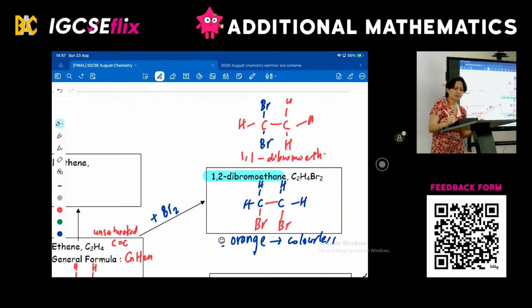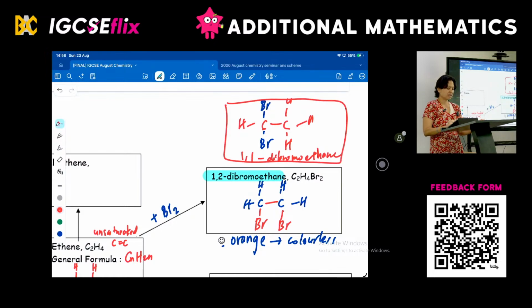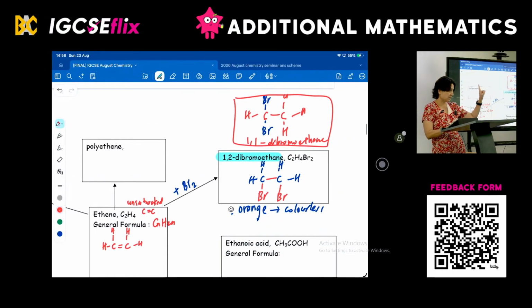Okay, very important question. Can 1,1-dibromoethane be formed from ethene? I got ethene. I add bromine water. Become 1,2. Do you know why is it 1,2? Because on the first carbon, second carbon, so 1,2. This one is 1,1 because it's both on the first carbon. Can I make 1,1-dibromoethane from alkene, from ethene? Can or cannot? Yes, no? What do you think?